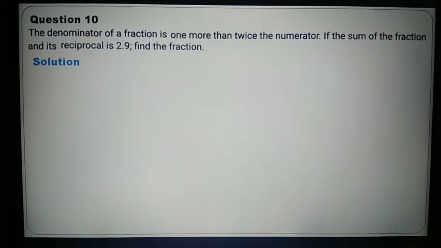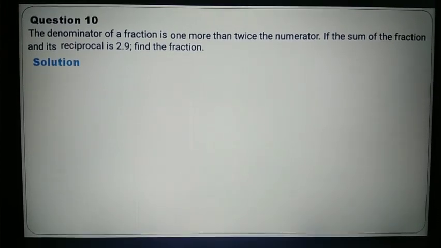Okay, so in that fraction, the denominator is 1 more than twice the numerator. Hope you have understood. For example, if the numerator is x, then the denominator has to be 1 more than twice the numerator. So twice the numerator means 2 times x. Okay, so we have 2x, and since it is 1 more than 2x, it will be 2x plus 1. So my denominator will be 2x plus 1 if my numerator is x.